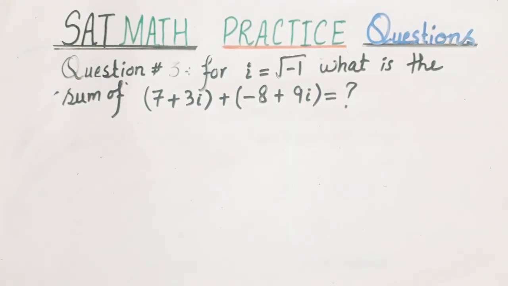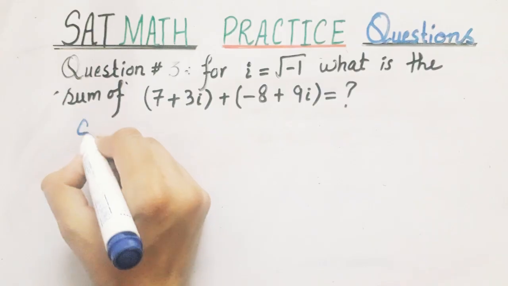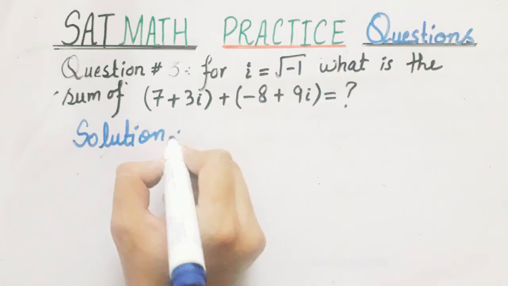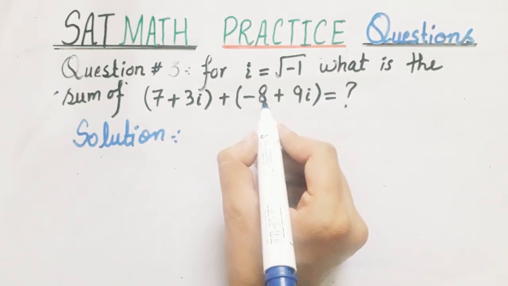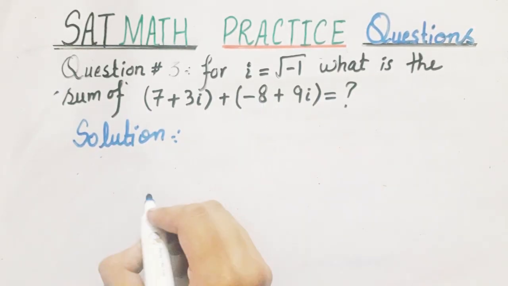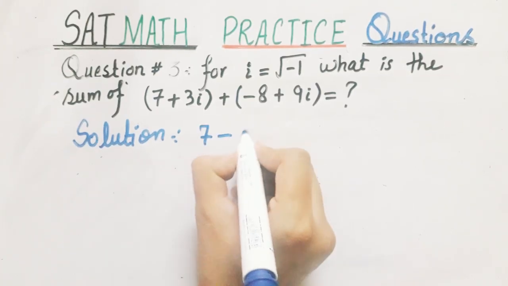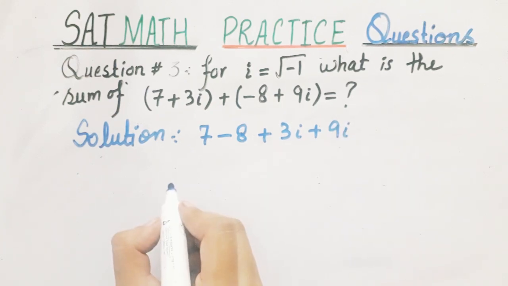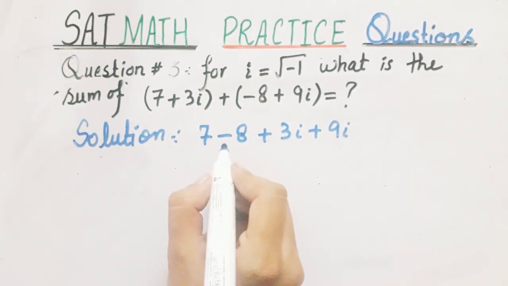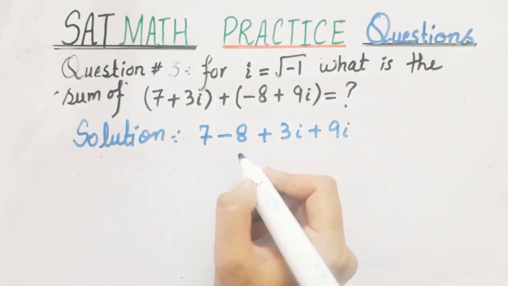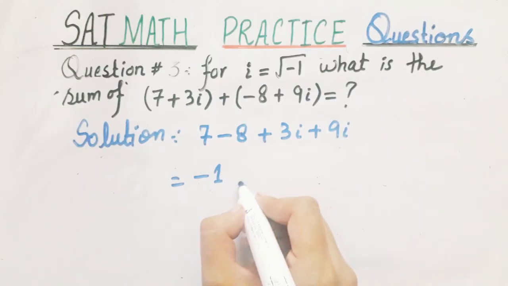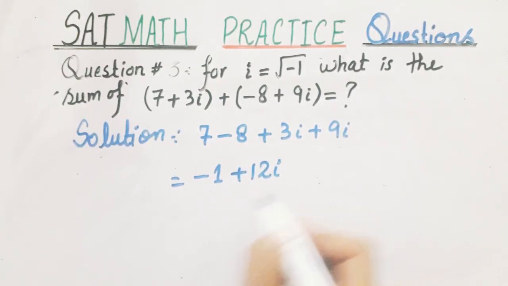So we will solve this using the basic concept of addition of real and imaginary parts. We can add only the real part to the real part and the imaginary part to the imaginary part. So we will get 7 minus 8 plus 3 iota plus 9 iota. So this will become plus and minus, and we will use the sign of the larger quantity. So it will become minus 1, and 3 plus 9 is 12. So minus 1 plus 12 iota. So this will be the answer.